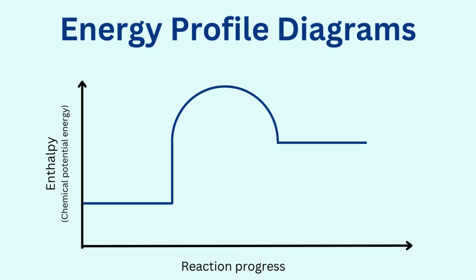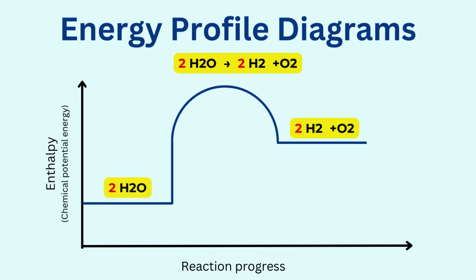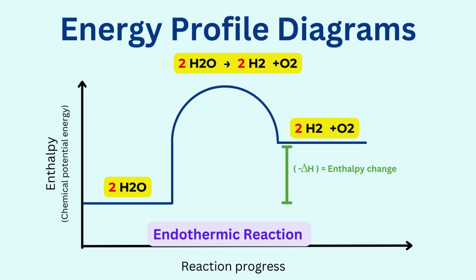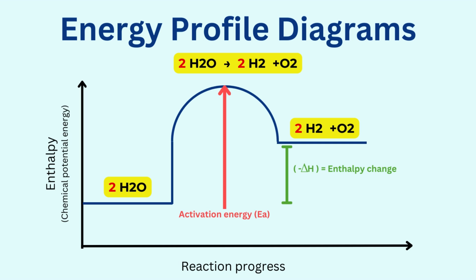Let's compare this to the energy profile diagram of water electrolysis. The general shape of the graph is similar, but there are some noticeable differences. First of all, you can see that the reaction is endothermic. This is recognisable as the products have higher enthalpy than the reactants, corresponding to a positive enthalpy change. We should also note that this reaction has a much higher activation energy and can be used to infer that this reaction is non-spontaneous and thus requires the input of energy, in this case, electrical energy.